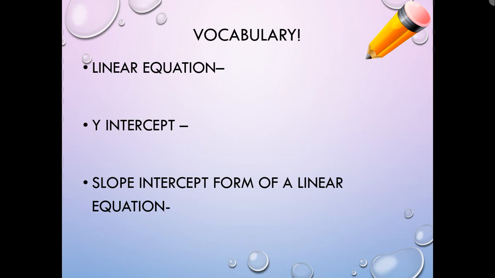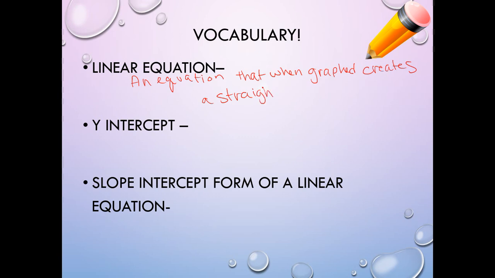So first of all, some vocabulary. A linear equation is an equation, shocker there, that when graphed creates a straight line. This is the same as a linear function, if you remember when we talked about that in chapter 4. It's going to be the same exact thing. They're going to look the same.